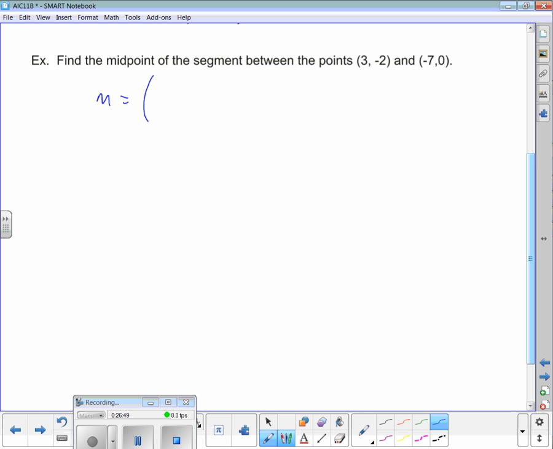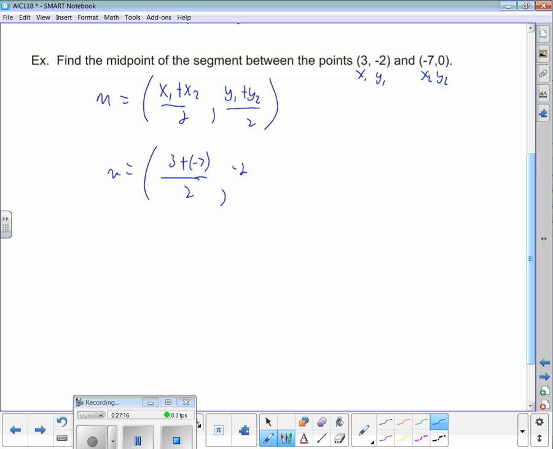All right, so again, always start with the formula because you got to get used to it. Add the x-coordinates, divide by 2. Add the y-coordinates, divide by 2. Just takes a second to write it. I'm going to be smart and label so I don't mix anything up. All right, x of 1 is 3 plus x of 2, negative 7, over 2. Y of 1 is a negative 2 plus y of 2, a 0, over 2.